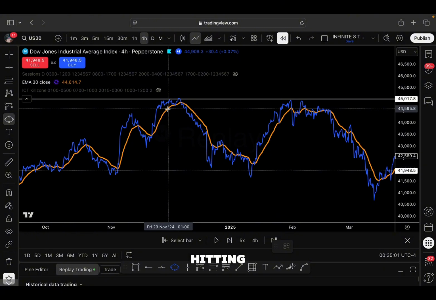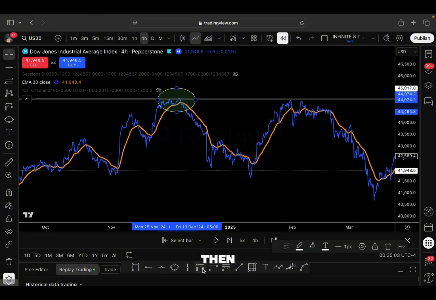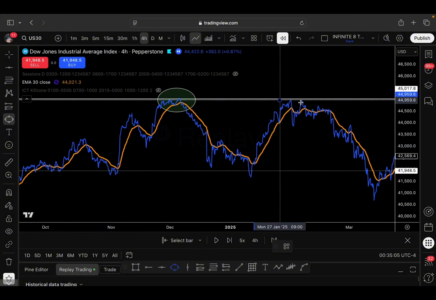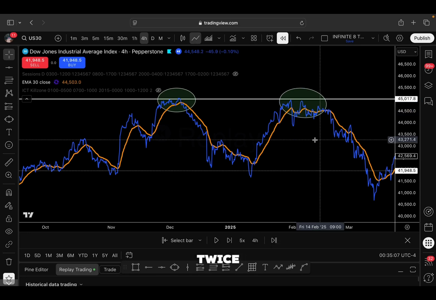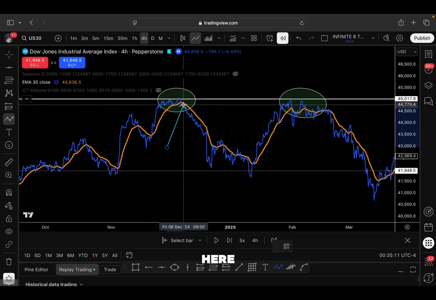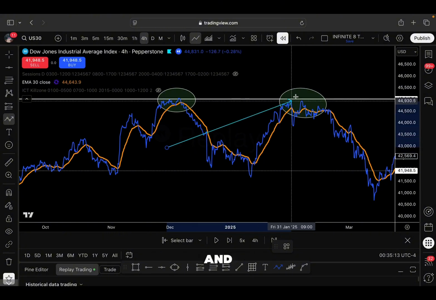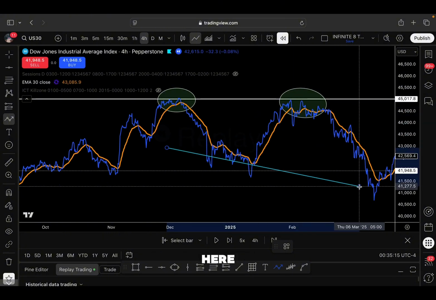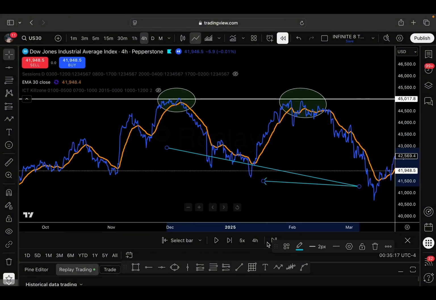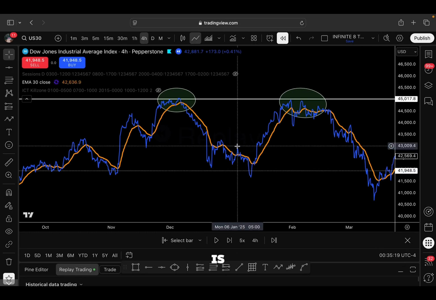We got price hitting this zone. Then we got price hitting this zone. That's twice. And it made a huge sell-off from here to here and here to here. Okay. So that is a supply zone. Now let's look for a demand zone.